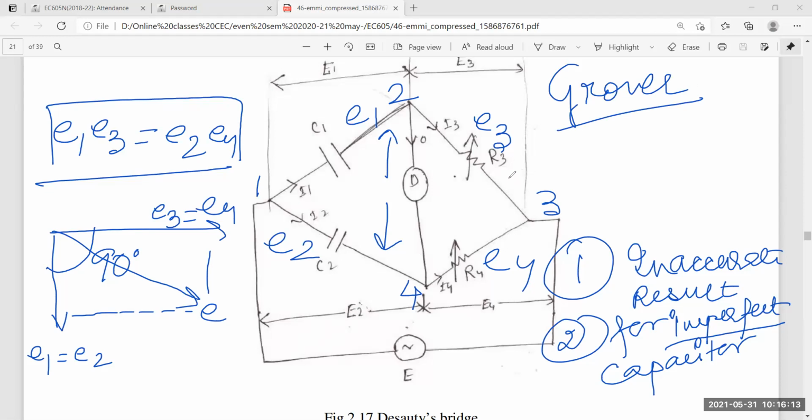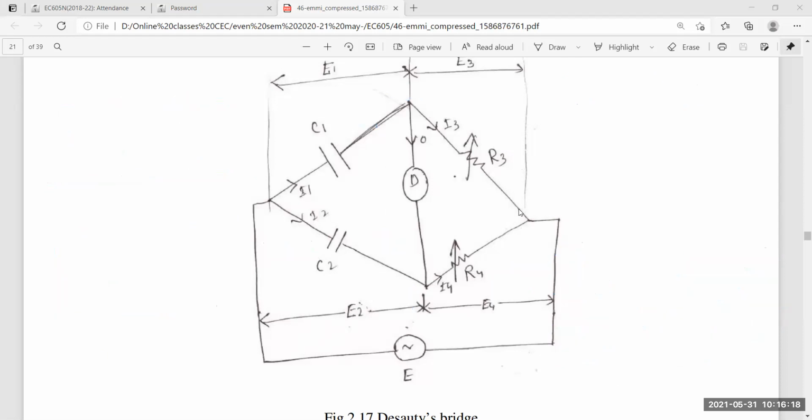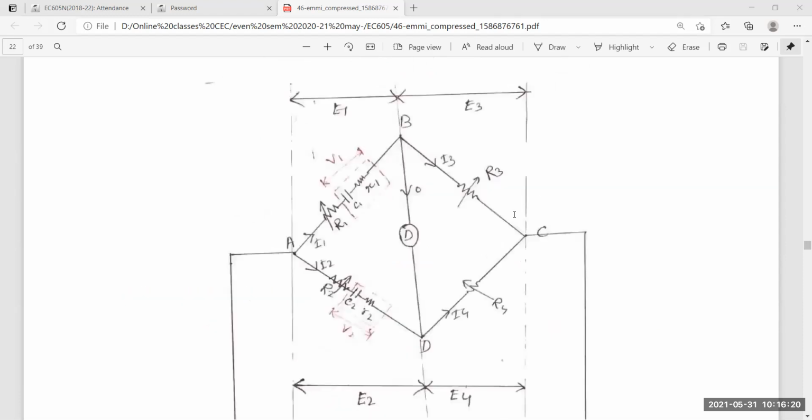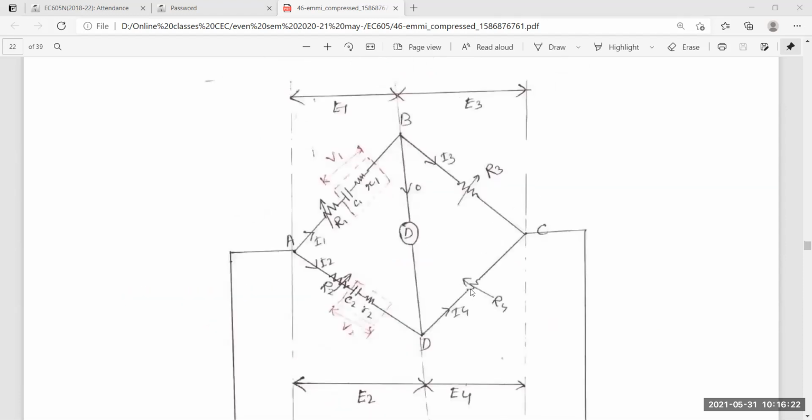So let us come to that complex diagram. I'm moving to my next slide. I think this is visible to everyone. This is the modified de Sauty bridge. So see here, what modifications Grover has done. Let us check it out.